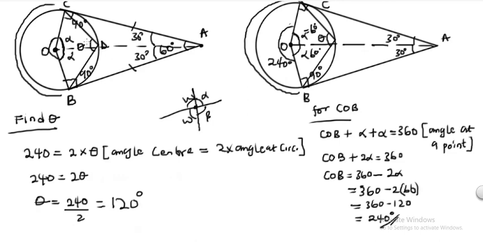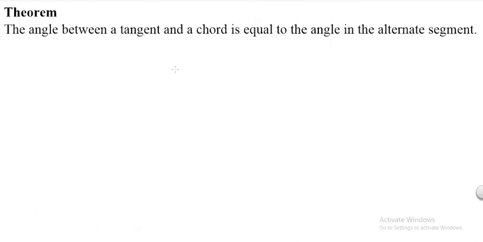We are going to still look at something like this later on to help you understand it. For the next theorem, this theorem is often called the alternate segment theorem. The next theorem simply states that the angle between a tangent and a chord is equal to the angle in the alternate segment. To really understand this, I'll show you how it looks in a circle.